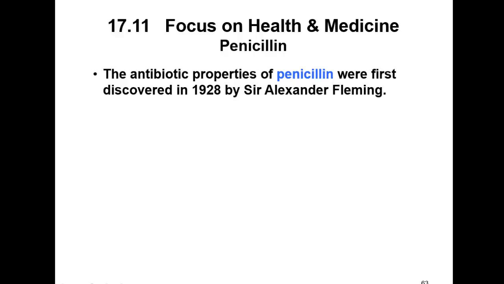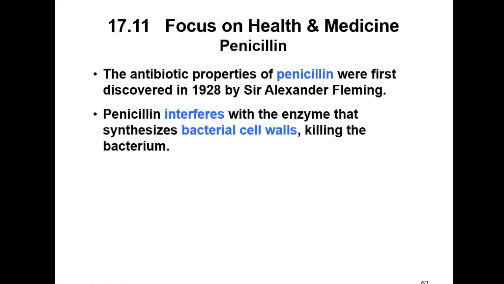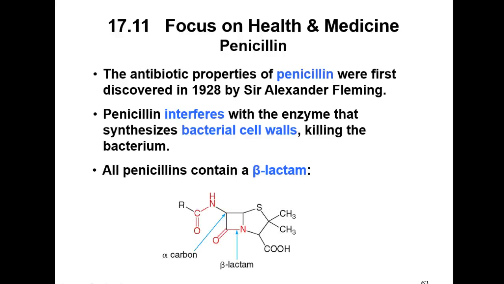All right, so we can continue here. 17.11 is penicillin. Penicillin was invented in the 20s by Sir Alexander Fleming and revolutionized our entire medical field. Penicillin interferes with the enzyme that synthesizes the cell walls of a bacteria. A bacteria is a living cell, and you need a cell wall to protect all the innards of the cell. What penicillin does is interfere in the synthesis of the cell walls.